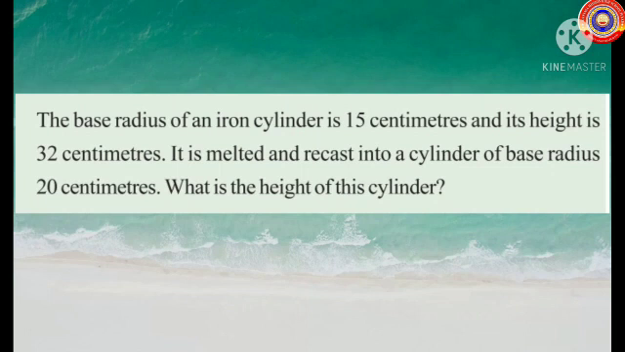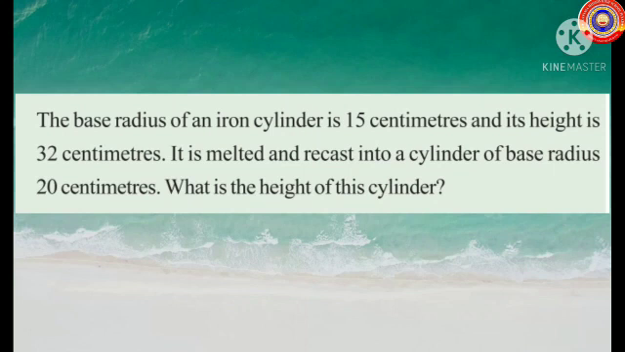Okay, here there are two cylinders. The first cylinder is melted and recast to form the second one. Here the base radius and height of the first cylinder is given, and the base radius of the cylinder thus formed by melting this one is also given. We have to find the height of the second cylinder. Let's start solving the problem.